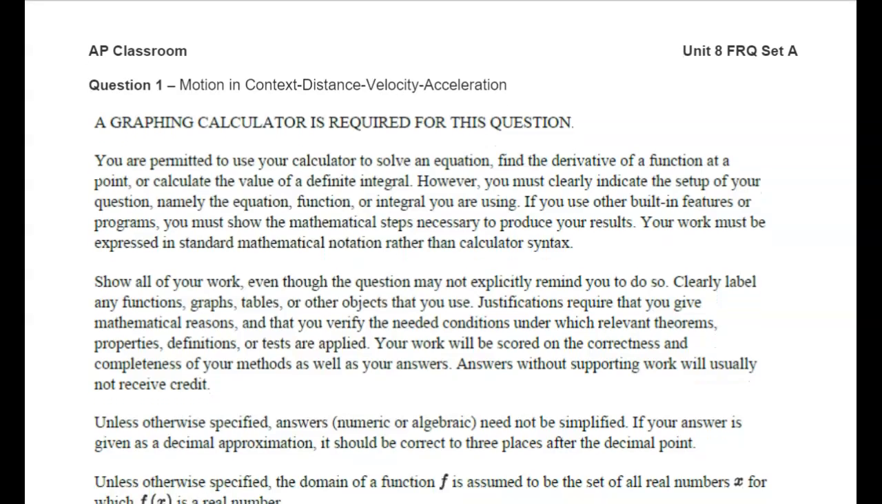Hi, this is AP Classroom Free Response Question, Unit 8, Set A. Alrighty, we're looking at motion, distance, velocity, acceleration. Lots of good stuff here. We do need a graphing calculator for this free response question.